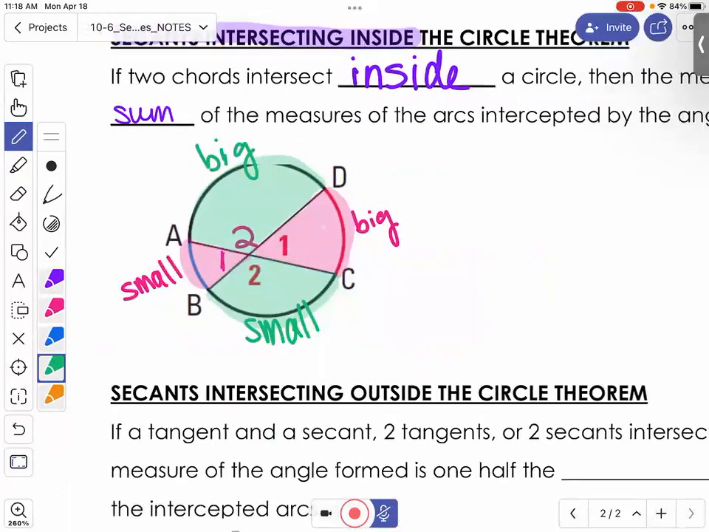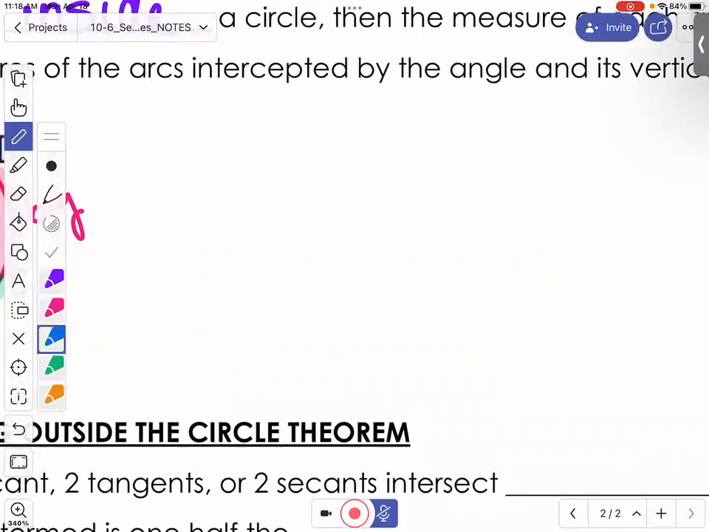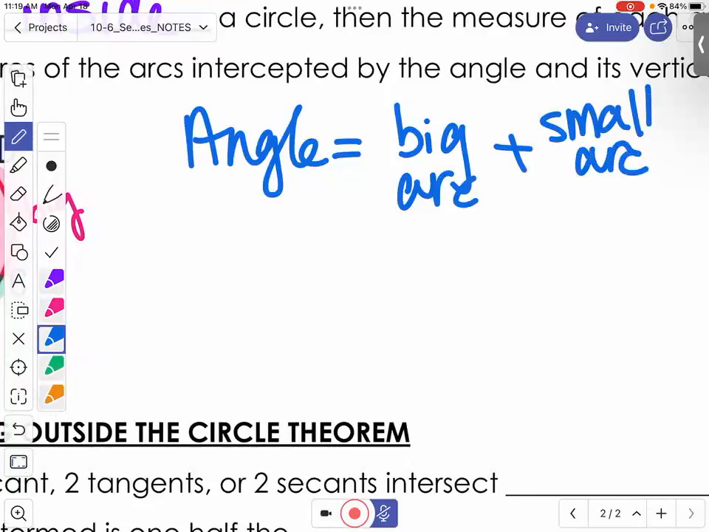So with that in mind, we look at our formulas based off that theorem. It says the measure of each angle, angle 1 or 2, doesn't matter, is half of the sum of the arcs, meaning add together your two arcs, big arc plus small arc, and divide by 2. That's what it means by half the measure of the sum of the arcs.